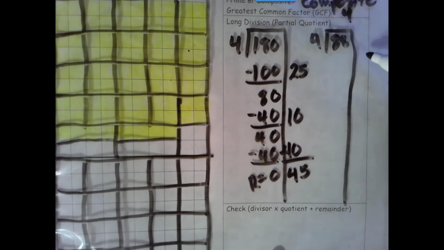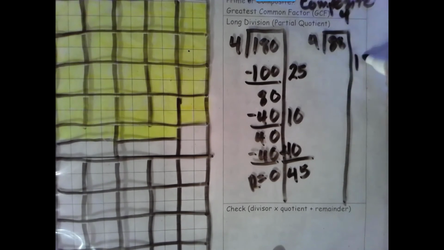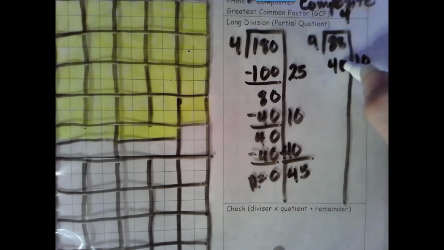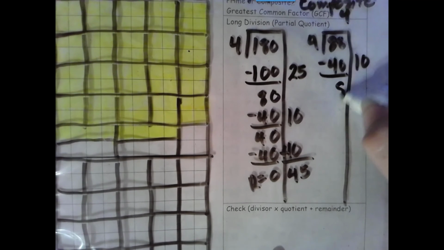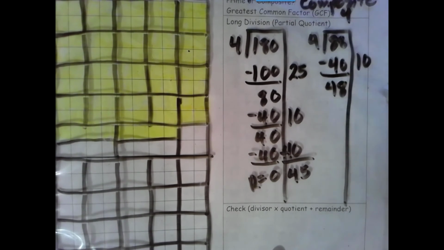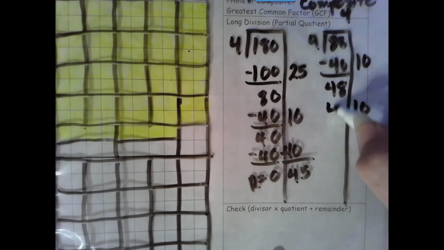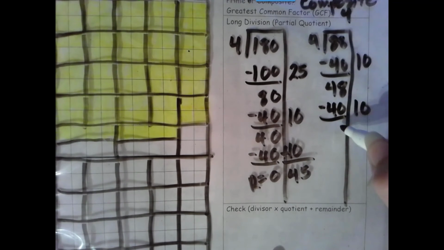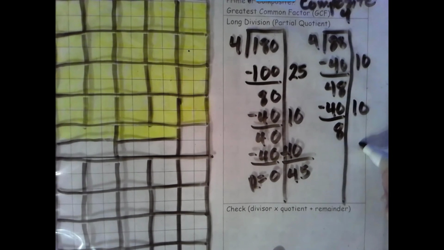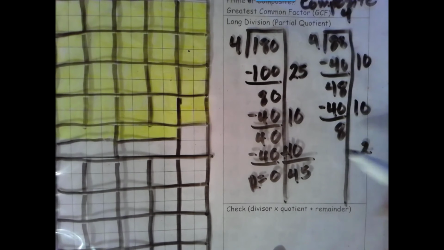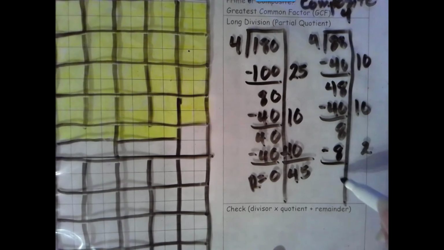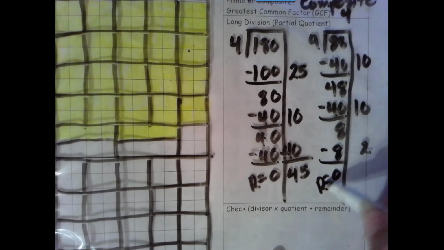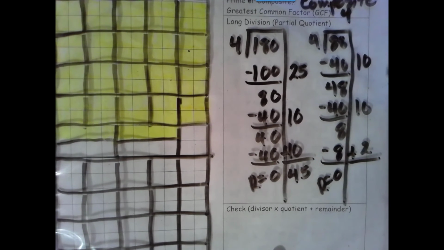Here, 4 times 10 is 40. More on top, no need to stop. 10 times 4 is 40. More on top, no need to stop. Numbers the same, zeros the same. 2 times 4 is 8. Numbers the same, zeros the same. Add our partial quotients. 10, 20 plus 2 is 22.